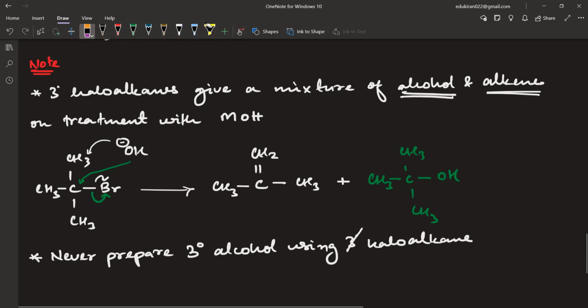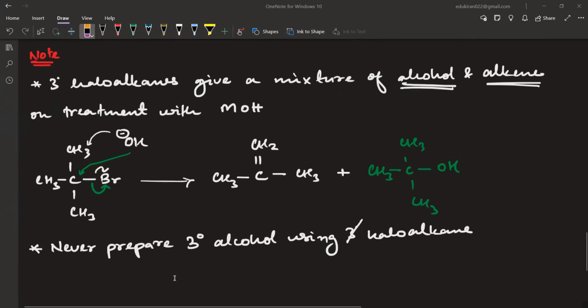Tell me. Yes, sir. Sir, what is MOH, sir? Metallic hydroxides. Sodium is a metal, potassium is a metal, silver is a metal, and we have OH. So MOH is a short form for that in general.